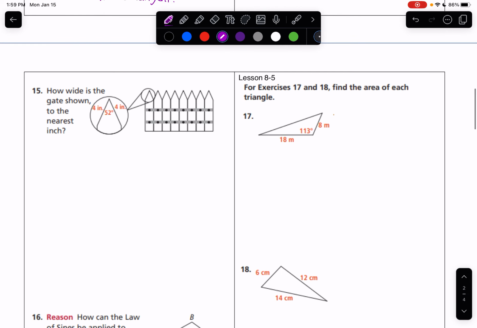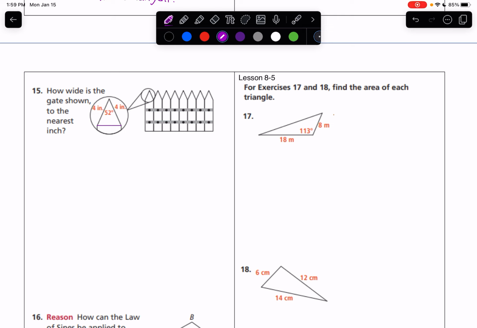Let's keep going. Number 15, how wide is the gate shown? So this gate is made up, of course, of some triangular points, and we can figure out how wide each of those triangular points is. We see that this is an isosceles triangle. We also see that it has enough information in it that we can use the law of cosines to find the opposite side. That's probably the easiest way to do this. Once we find the width of one spike, we can multiply that together.